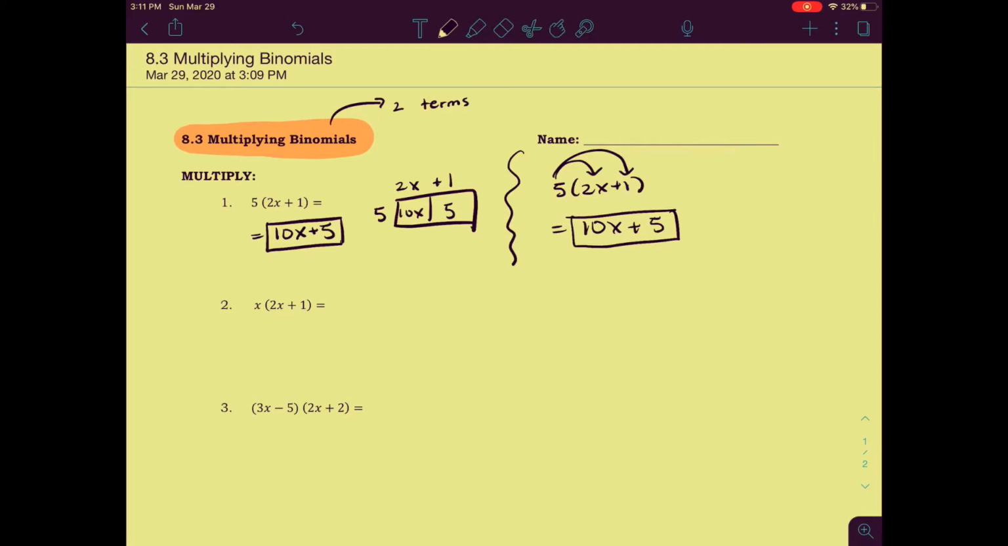Now, looking at number 2, I want you to try this on your own. When your video says your turn, I want you to pause the video, and I want you to work this out, and when you're done, press play.